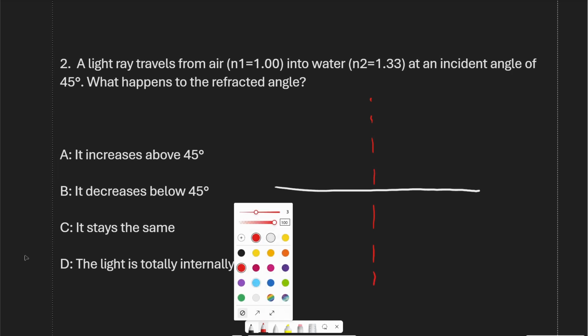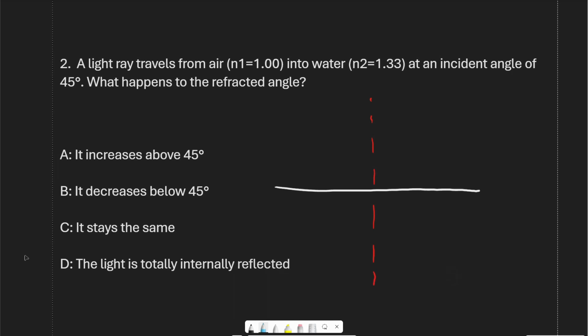And then the first light ray, which is coming in at an incident angle of 45. So it's going to look like this, right? And this is 45 degrees. What happens to the refracted angle?